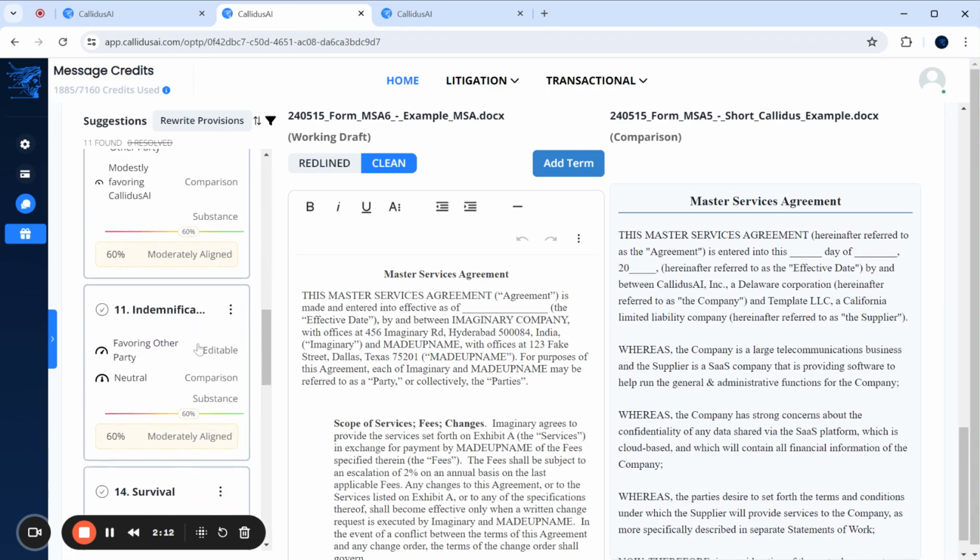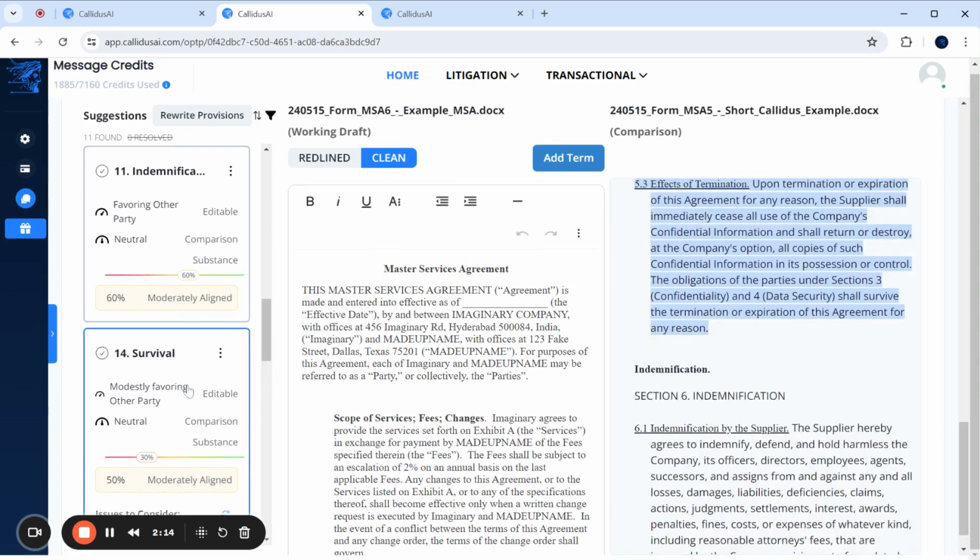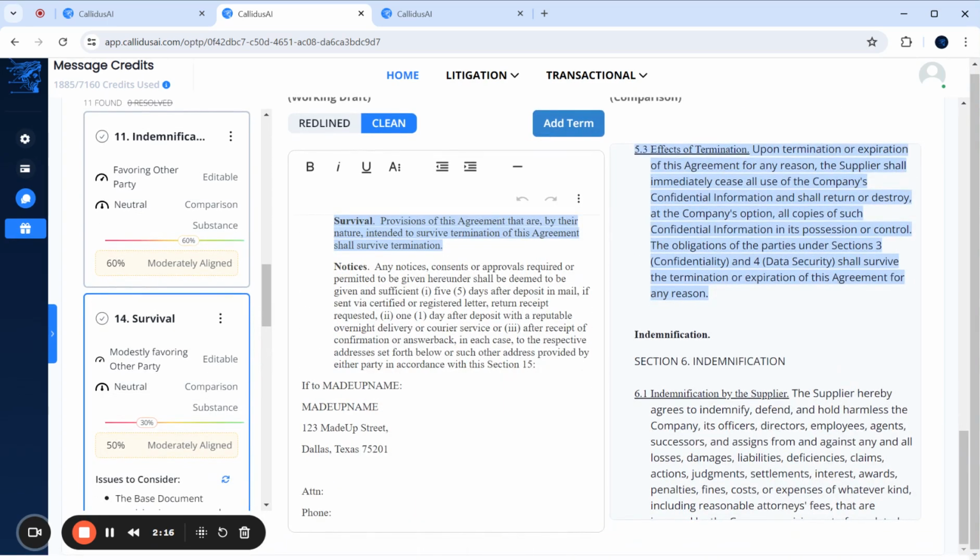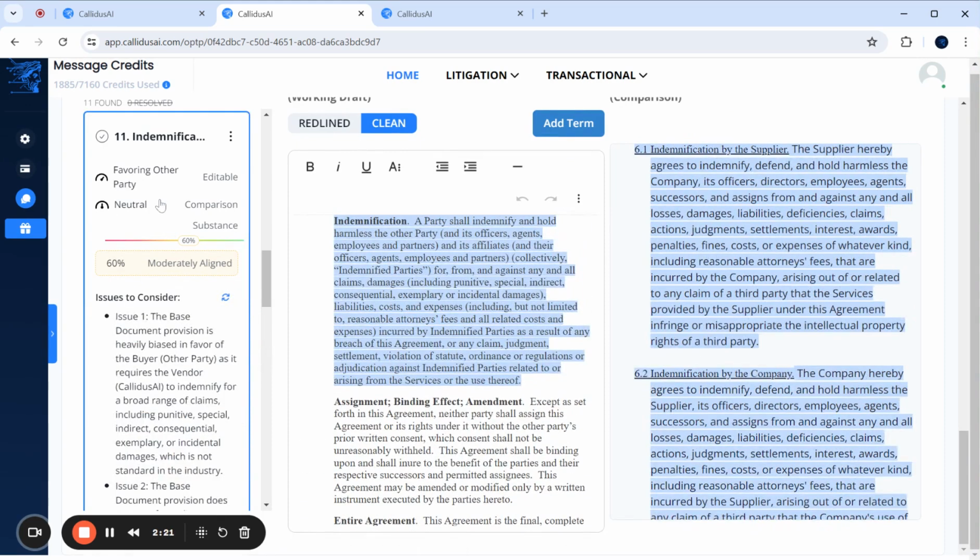Let's pick one that's less aligned. We'll go to survival. So here, the survival clause is automatically scrolled to in both contracts. We can do the same thing with any other provision, and you can see it even does one-to-many matching. So it's not always restricted to one-to-one.